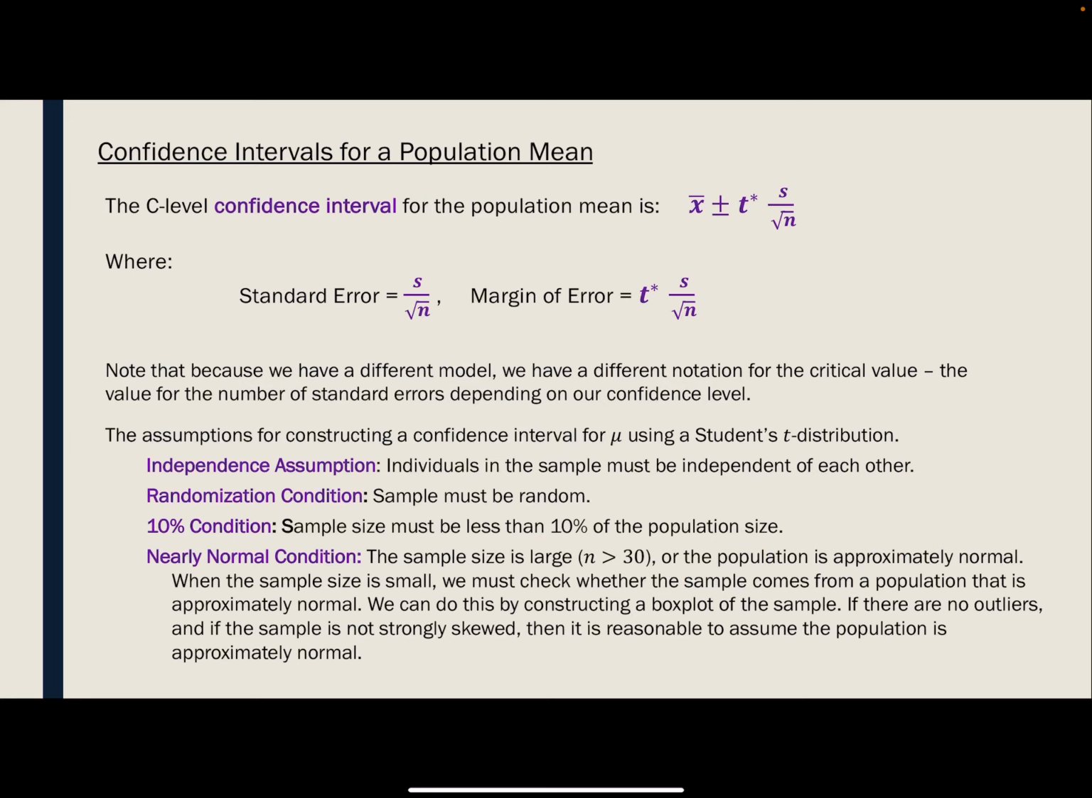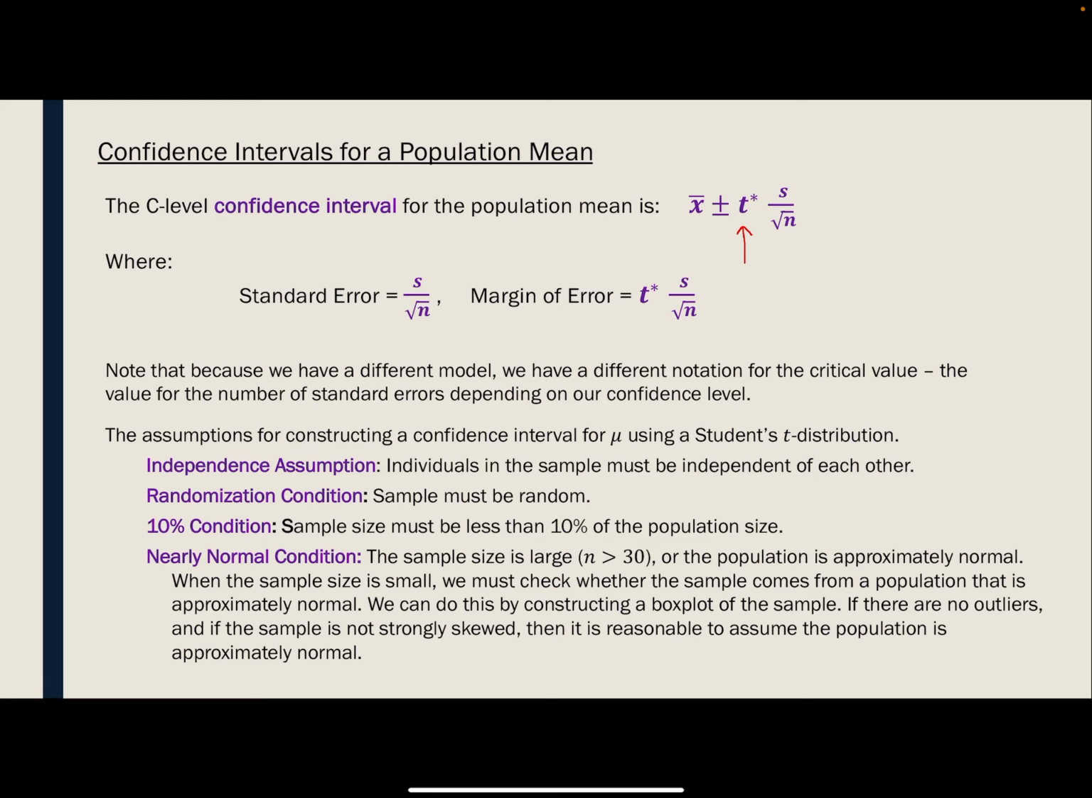But what this does is it changes our critical value. When we were working with proportions, we had a z star here. But now we're not using a normal model. We're using the Student's t models, and so we use a t star here. It works basically the same way. It's like a t-score instead of a z-score. It talks about the number of standard errors from the sample mean, and it depends on the confidence level. So it really works exactly the same, but we call it a t instead of a z.